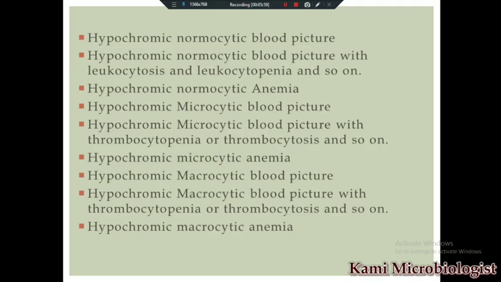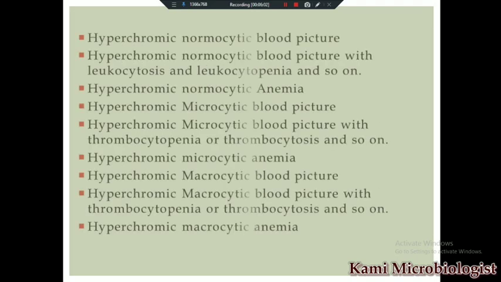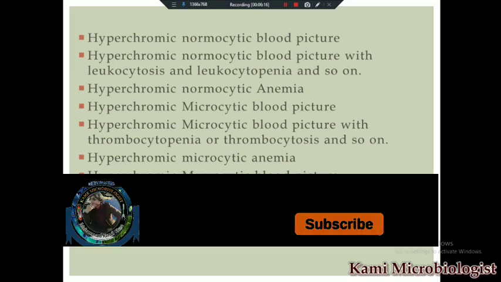So this is all about the comments which we explained. Inshallah, in the next video we will see different microscopic fields, and how normochromic, hypochromic and hyperchromic blood pictures will look like.